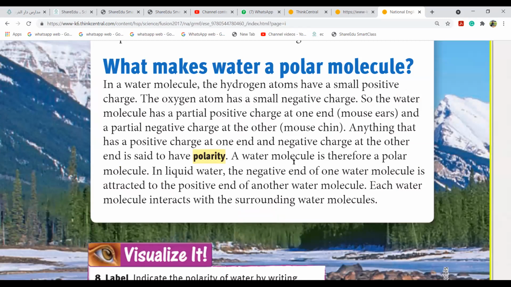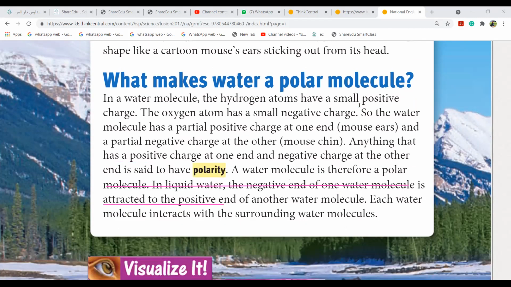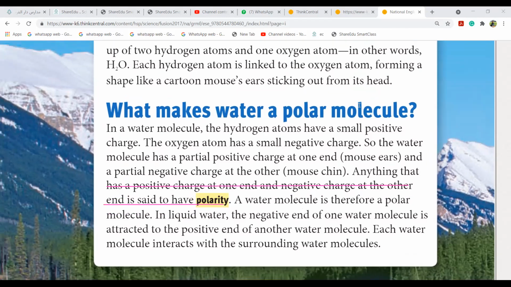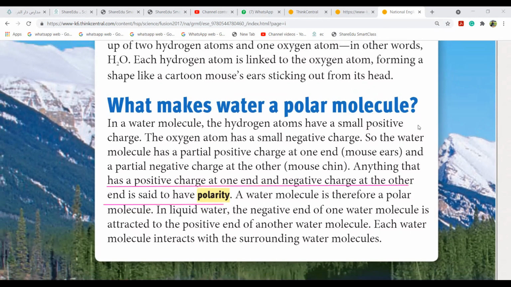Again, anything that has a positive charge at one end. This is very important. Please highlight on this page, page number 8, that anything that has a positive charge at one end and a negative charge at the other end is said to have polarity. Any molecule, any element. A water molecule is therefore a polar molecule.